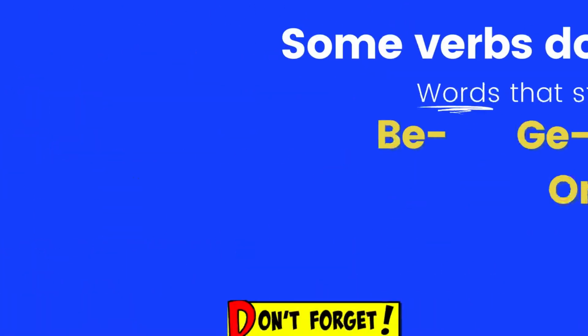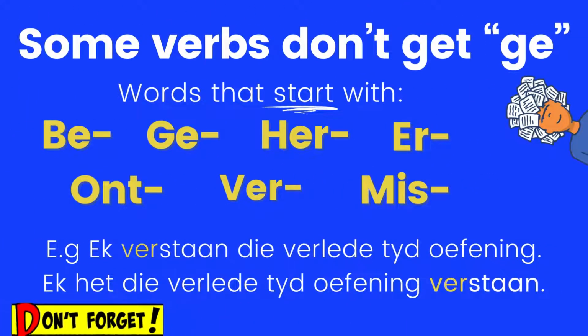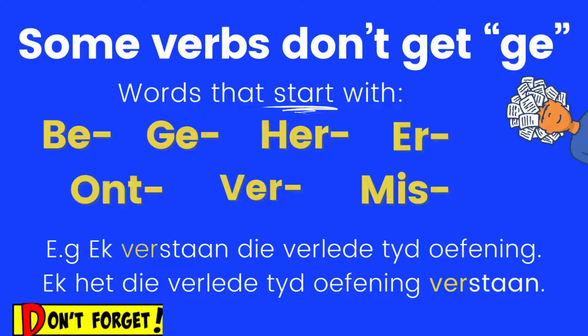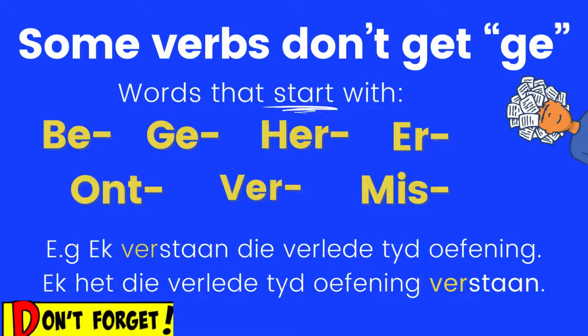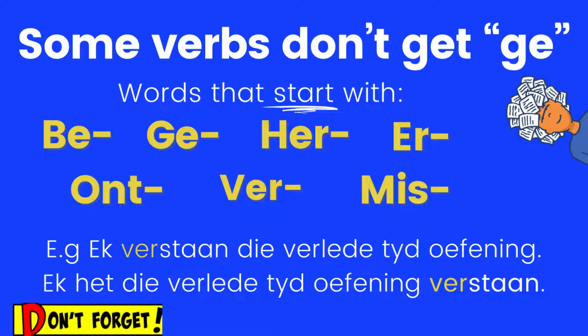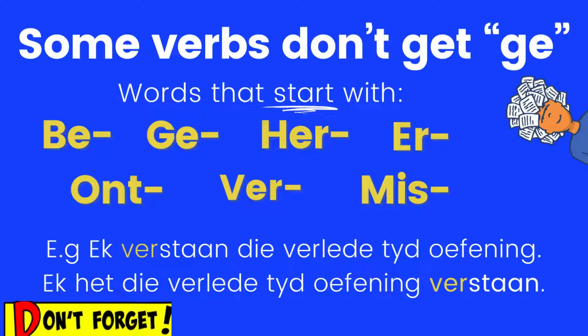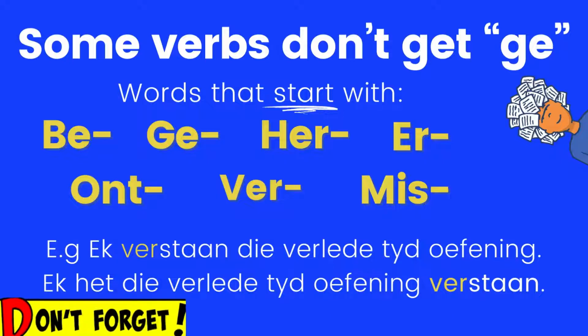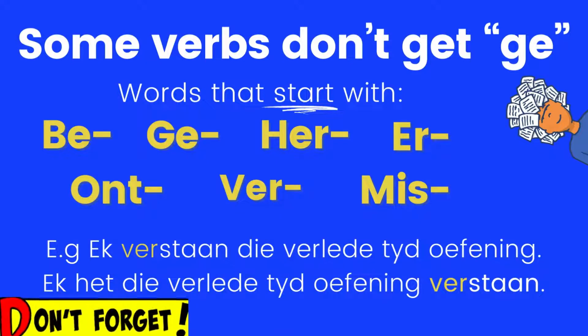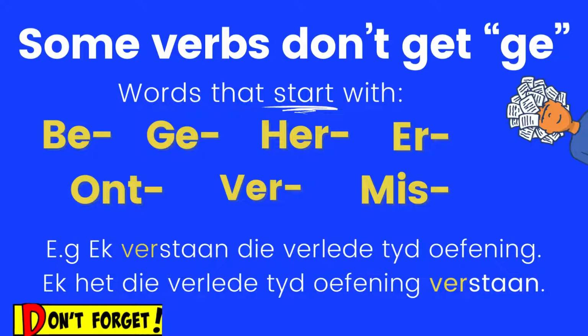Some verbs do not get ge when being moved to the end. Verbs that have the prefixes be, ge, her, und, ver, mis do not get ge when moving to the end of the sentence. In our example, verstaan is our verb 1. We put het in the place of the verb as per Rule 1 and move the verb to the end, but with no ge because verstaan has the prefix ver.